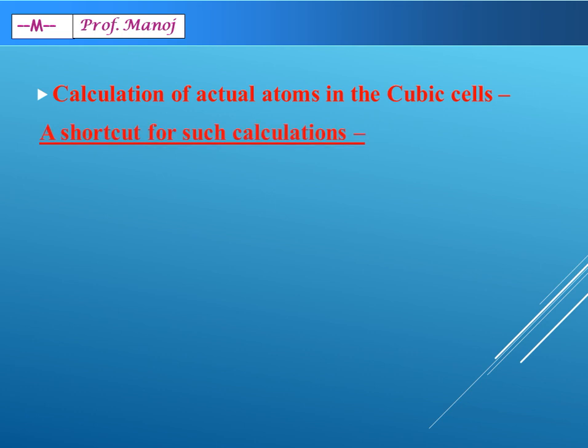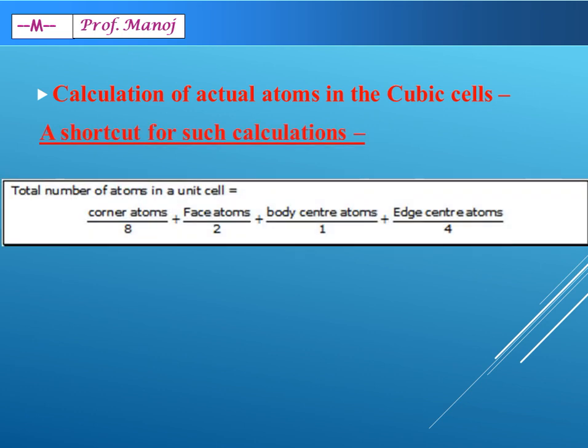There is a shortcut given for all these calculations. Imagine the formula. Total number of atoms in a unit cell is corner atoms upon 8 plus face atoms upon 2 plus body center atoms upon 1 plus edge center atoms upon 4. If you pay attention to it, it's a very simple formula. Corner contribution is 1 upon 8, face center is 1 upon 2, body center is 1, edge center is 1 upon 4, which has merged as one single formula.